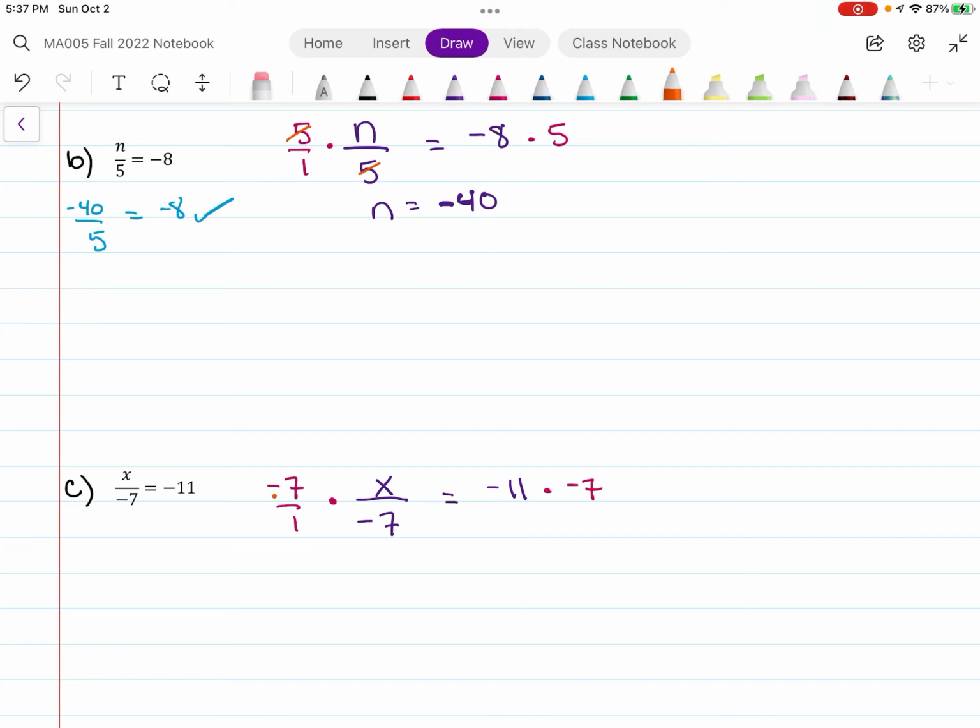So the negative 7 over negative 7 becomes a 1. And I get x by itself, which is what I was looking for. And the negative 11 times negative 7 is positive 77. All right, so double check. Positive 77 divided by negative 7 is negative 11, and that is true.